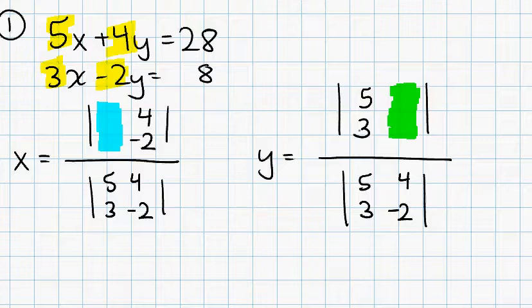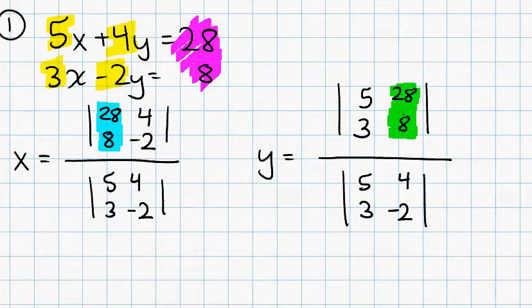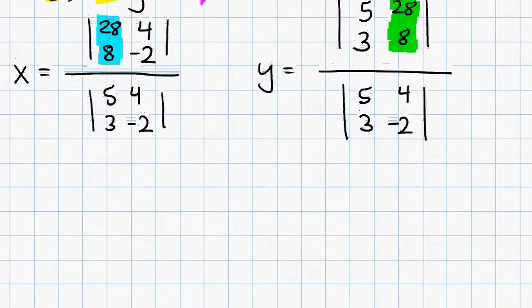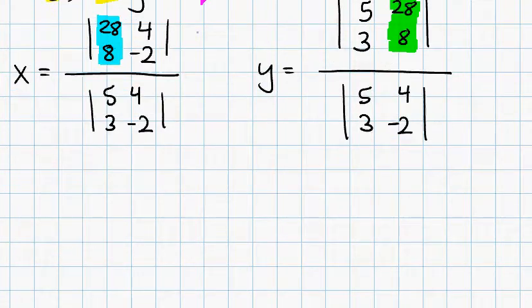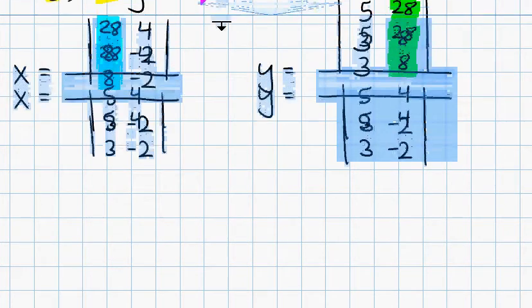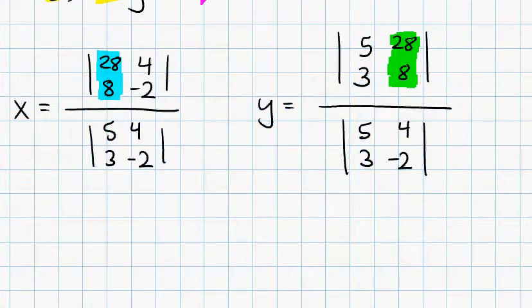So in those highlighted columns that have missing things, you just put the answers. So our 28, 8 goes in x's column, we're looking for x, and our 28, 8 goes in y's column when we're looking for y. And look at these. These are just little 2 by 2 determinants, and you know how to find those. You just cross multiply and subtract. I didn't leave myself much space up here to multiply it out. There we go. Cross multiply and subtract.